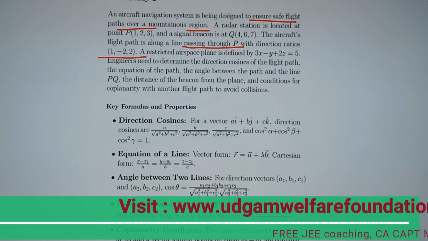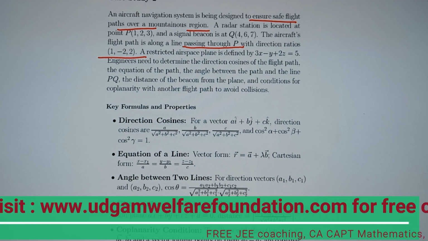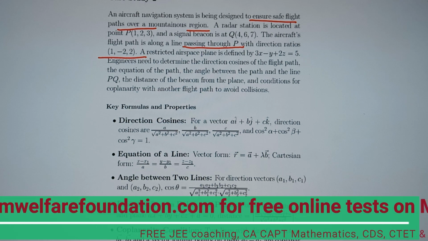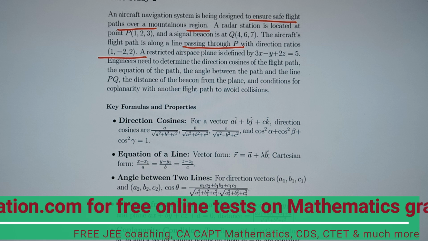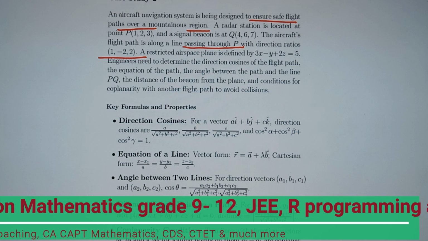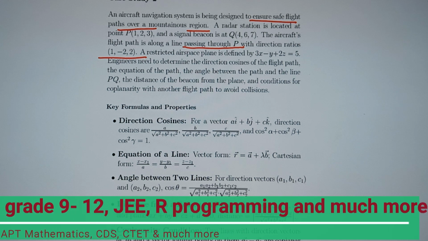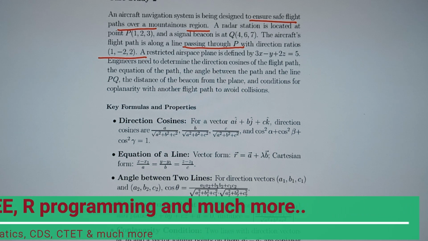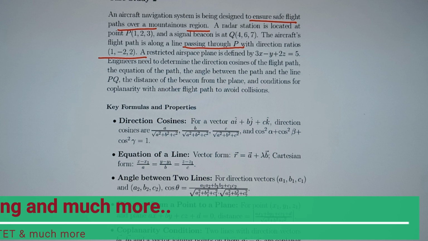Engineers need to determine the direction cosines of the flight path, the equation of the path, the angle between the path and the line PQ, the distance of the beacon from the plane, and the conditions for coplanarity with another flight path to avoid collisions.